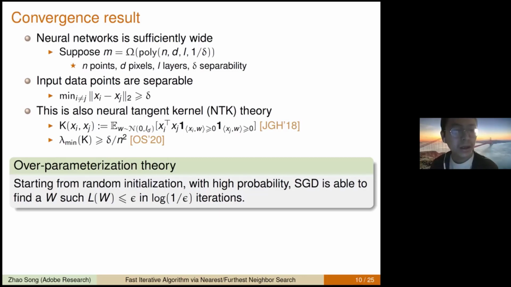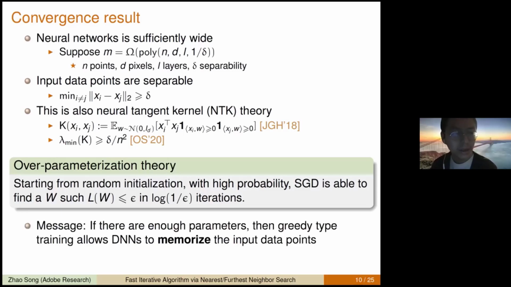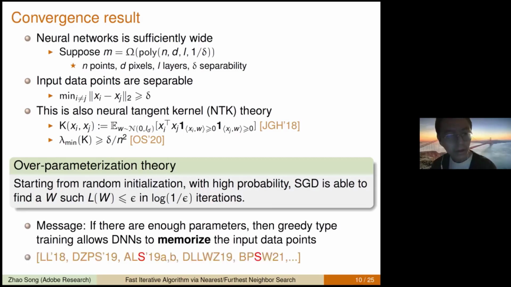So this is a very high-level theory. I omit many parameter details in the theory. The major message of this theory is that if you have enough parameters, then a greedy type of training algorithm will allow a deep neural network to memorize the input data. There are a lot of works that are either based on an input data separability assumption, or based on eigenvalue assumptions of the neural tangent kernel, based on the OS 20 paper, and all these works are along the same line.